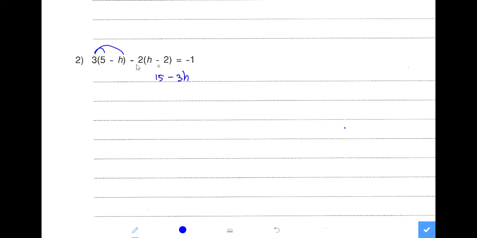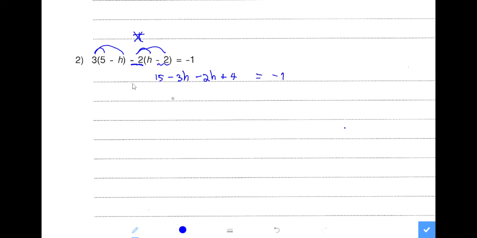Okay, next one. This one you have to be very careful because when you multiply, don't just multiply the number 2, you have to take this negative with you. So this one is negative 2 times h, which is negative 2h. Be careful here. Don't make a mistake. Next, negative 2 times negative 2 is positive 4, because negative times negative is positive. And this is just negative 1.